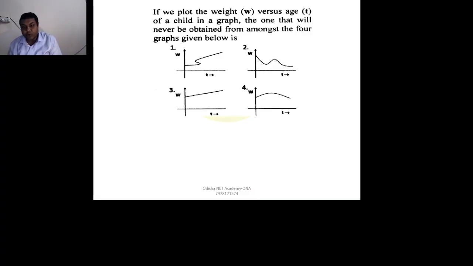Out of the following, which graph is not possible? It is an interesting one. See here. This is possible, weight versus time. It may increase, it may decrease, it may increase then decrease, or only increase, anything is possible. But here time is reversed. How is it possible? Time cannot be reversed. Weight can be anything.